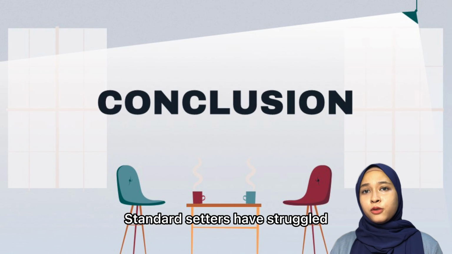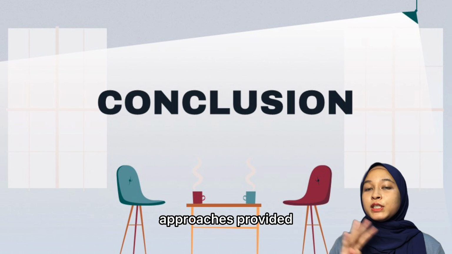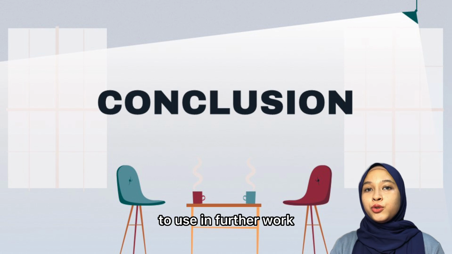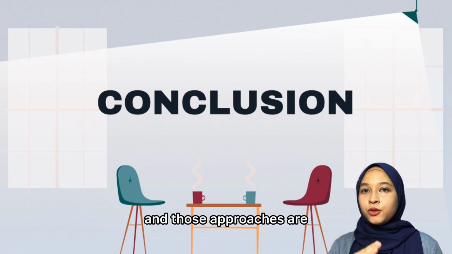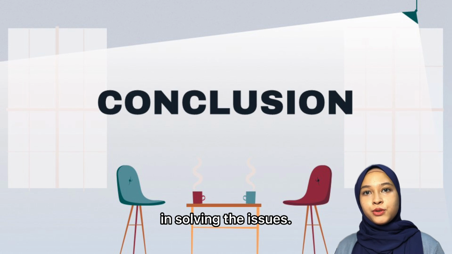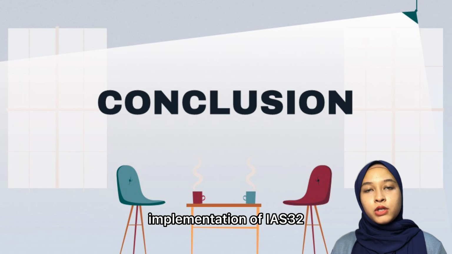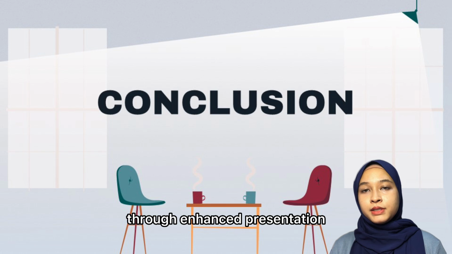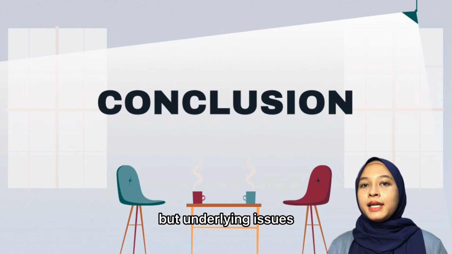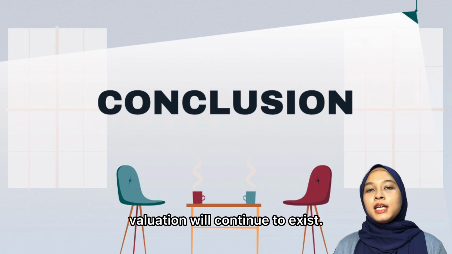Standard setters have struggled with accounting for compound financial instruments for decades. There are 4 approaches provided that may help standard setters in further work on the problem, and those approaches are then compared with the IASB's existing approach in solving the issues. The authors believe that it is possible to improve the implementation of IAS 32 through enhanced presentation and disclosure, but underlying issues relating to judgment and estimates in valuation will continue to exist.